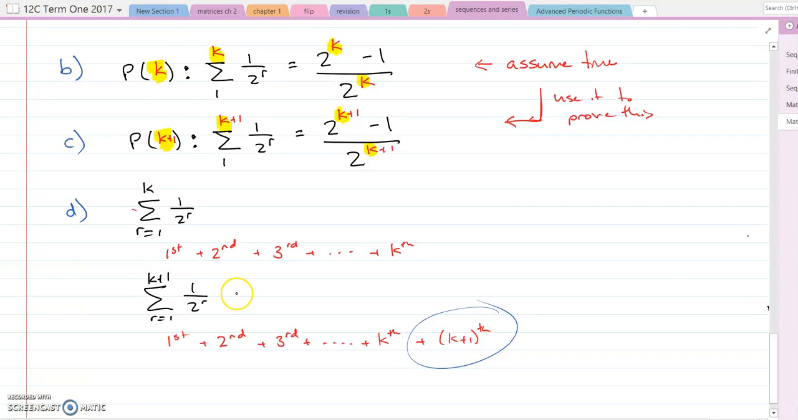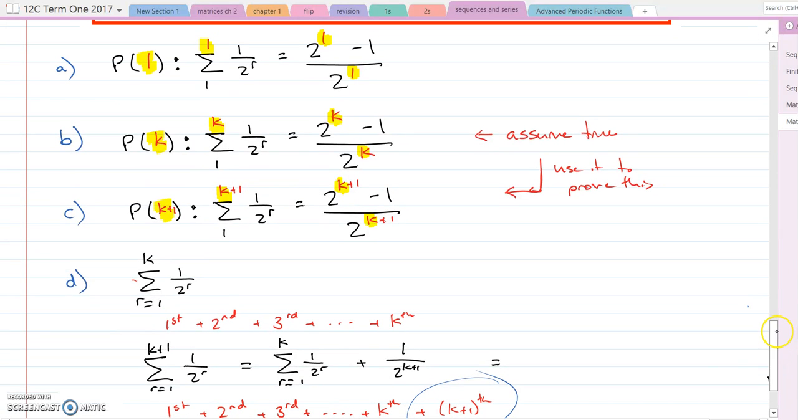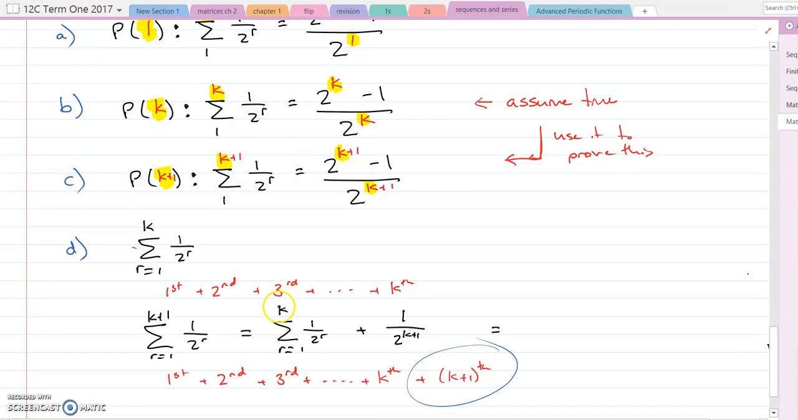So to get this, we've just taken what we started with, the sum for r equals 1 to k of 1 over 2 to the r, and we've added on the k plus first term, which is when r is k plus 1. So 1 over 2 to the k plus 1. Again, we have assumed true that this thing here equals, up here, we've assumed equals this. So we could also write this as 2 to the k minus 1 over 2 to the k, plus 1 over 2 to the k plus 1. Okay, so that's how we change this one into this one.